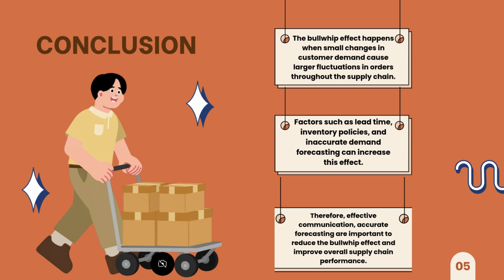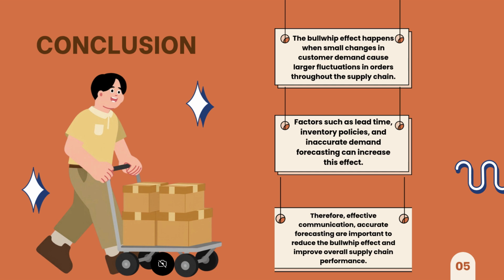Also, from this topic, I learned that the bullwhip effect occurs when small changes in customer demand create larger fluctuations in orders throughout the supply chain. I also learned that factors such as inaccurate forecasting, long lead times, poor communication, and sudden demand changes can worsen the problem. The topic helped me to understand the importance of coordination and information sharing between retailers, suppliers, and also manufacturers.